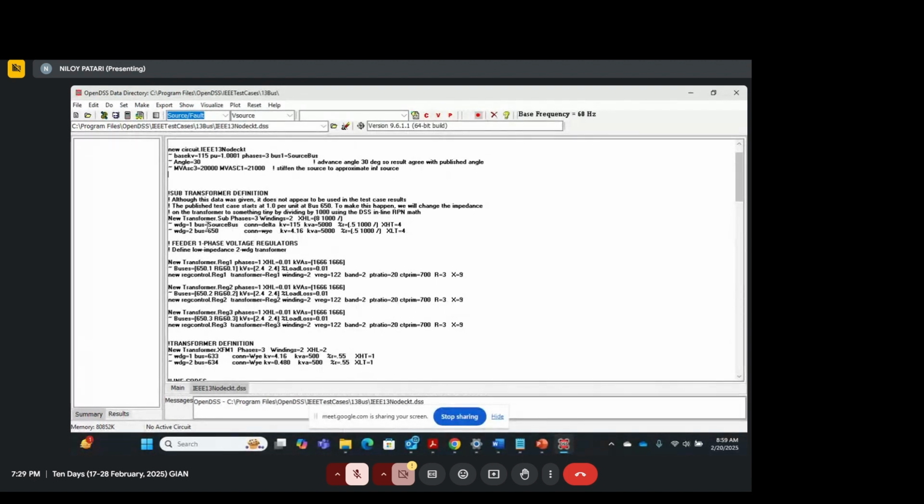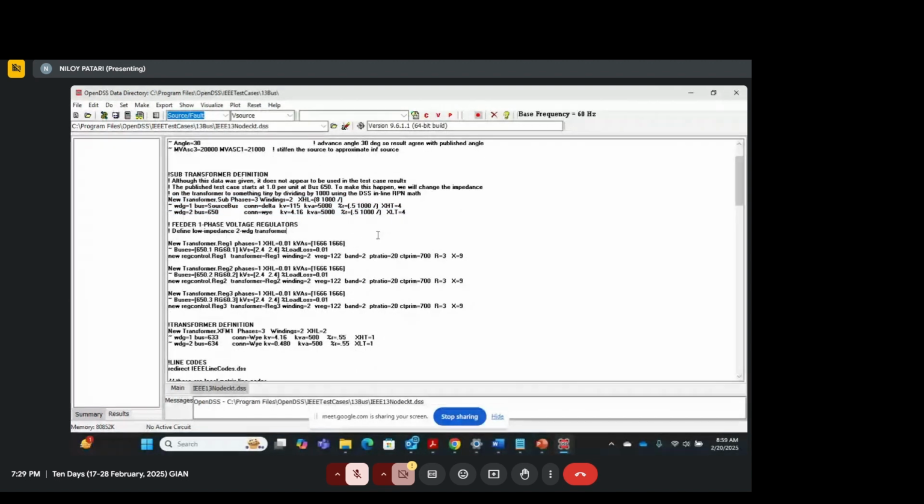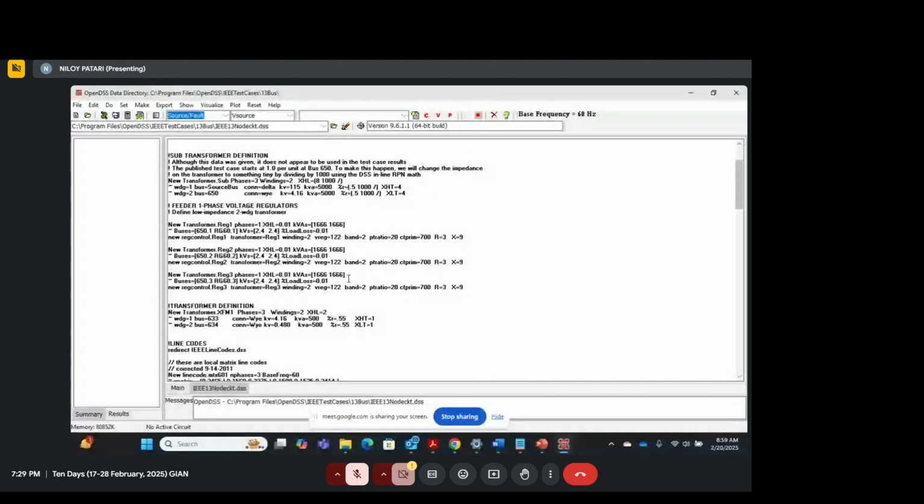So you have this transformer, which is named Transformer.sub, a substation transformer. It has 2 windings, it has 3 phases, and it connects source bus to bus 650. The source bus is on the delta side. The 650 node is on the Y connection, and then you have kV levels, and R and X values are put exactly. You have to match that with the doc file.